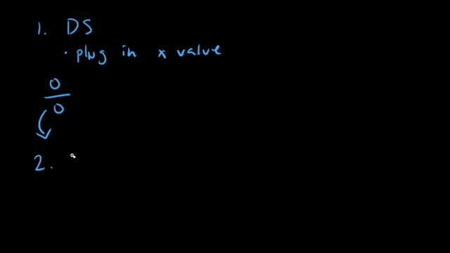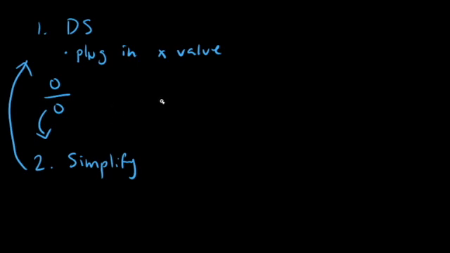So some key takeaways in finding a limit from this video: first step, direct substitution, right? You just plug in your x value, and if you get a number, then you have your answer. But if you get 0 over 0, then you move on to the second step, which is simplify. And when you simplify, then you go back up to direct substitution.